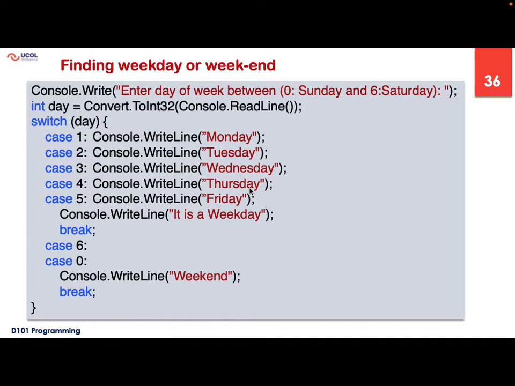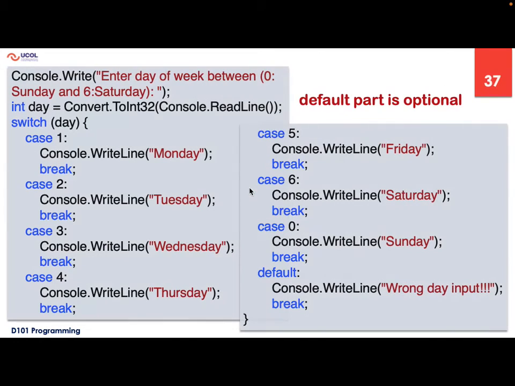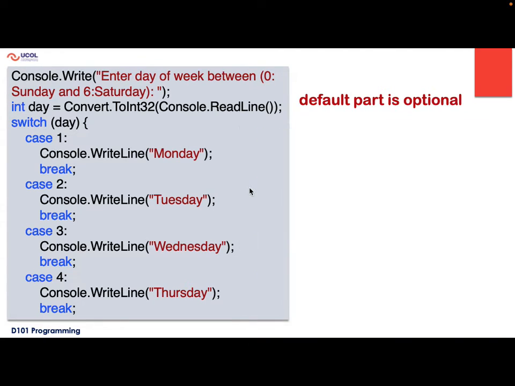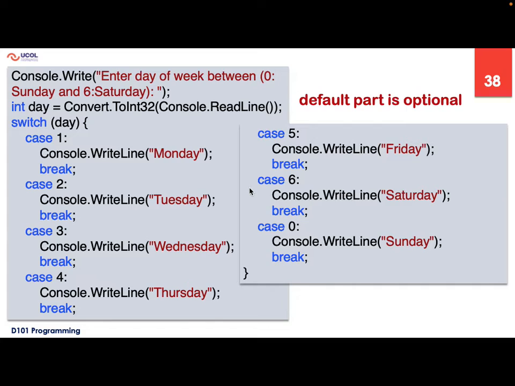Any questions so far? No. So can you identify the problem? We already talked about that. So the default part is optional. It means that this particular default part, we can just remove it. We don't need to write that default part. It's optional. You want to write it or not? Totally up to you. Sometimes we want and sometimes we don't want. Clear?